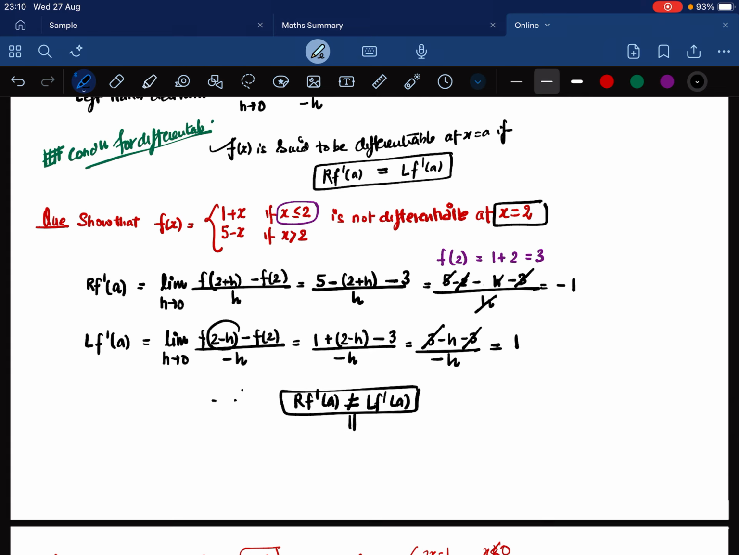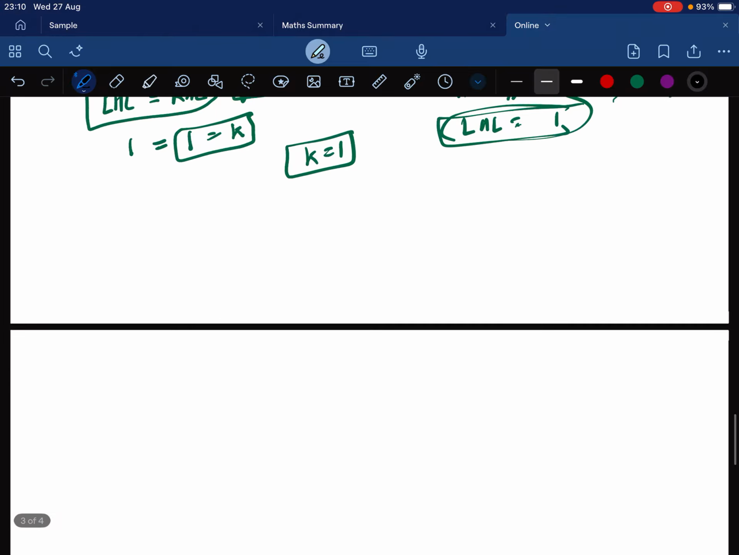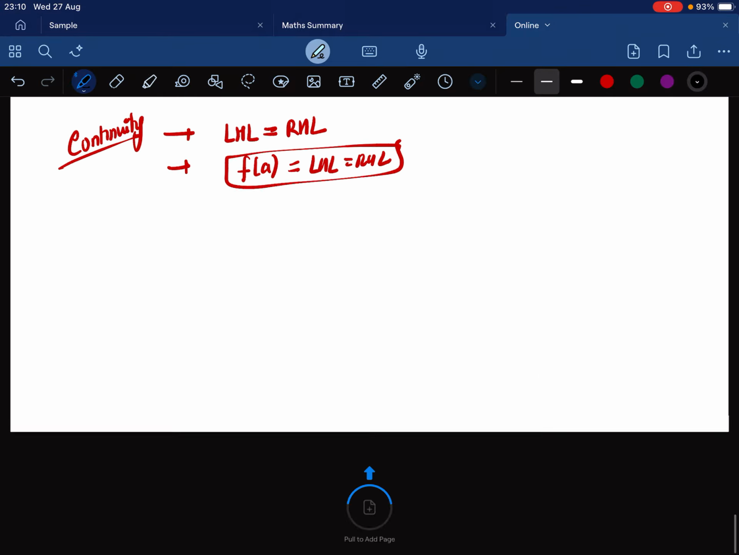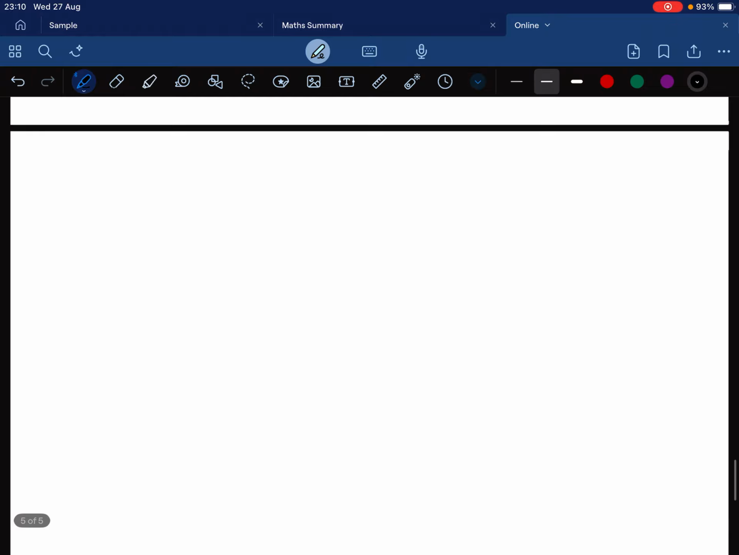Here you can see the right hand derivative and the left hand derivative are not equal, so the condition for differentiability fails. We have checked the differentiability at 2, so we say that the function is not differentiable at x equals 2. Now let's focus on one more numerical.